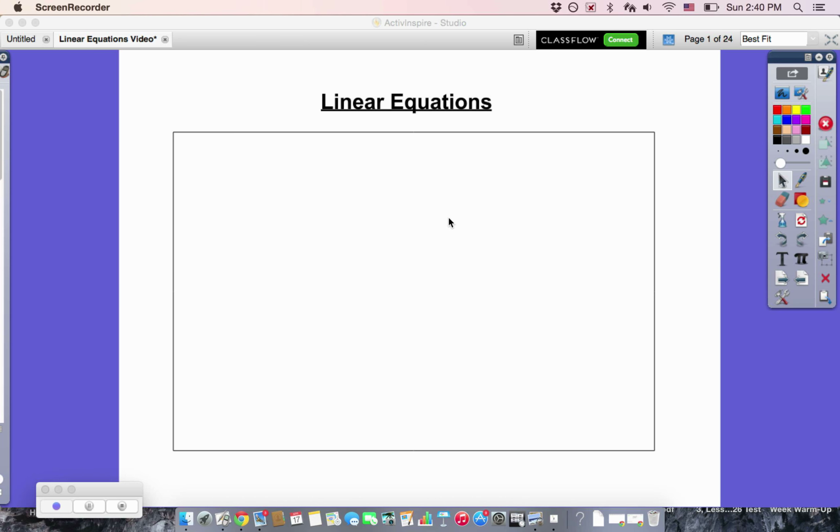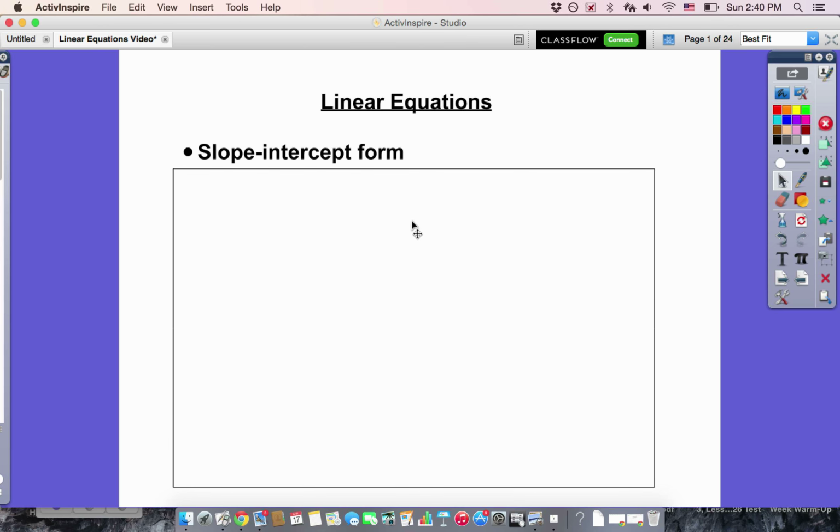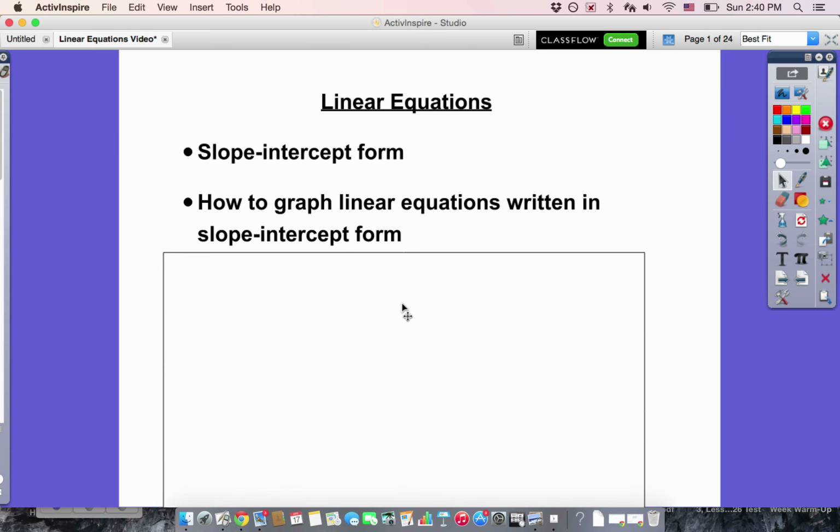Okay, so today we'll be learning about linear equations. We're going to look at linear equations written in slope-intercept form. We'll also learn how to graph linear equations written in slope-intercept form.